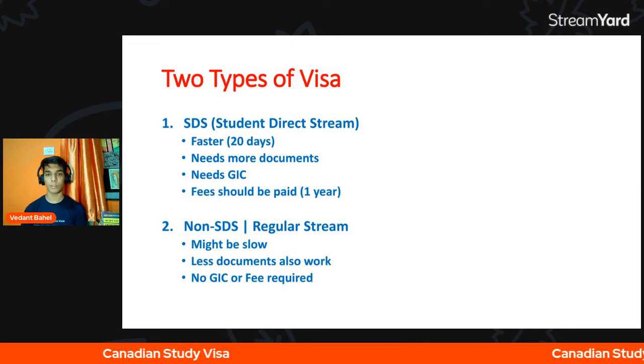In the Student Direct Stream, you need more documents. You need a GIC, and you should also pay the fee of the first year of tuition of your program. While in non-SDS, it can be a little slow, but you don't need a lot of documentation. Also, no GIC or fee is required. Now, what does GIC mean? I'll come to it.